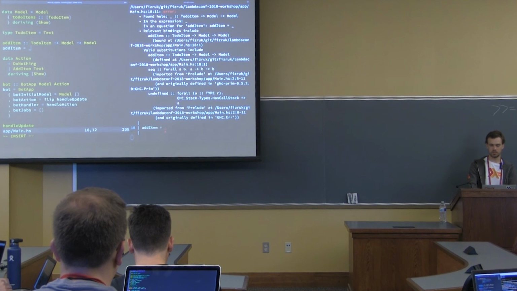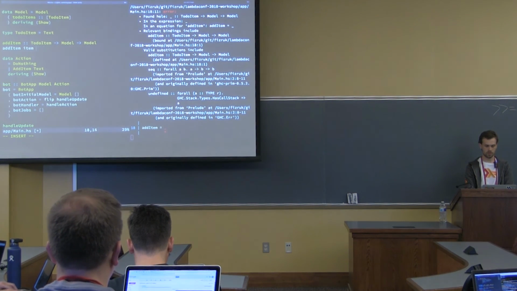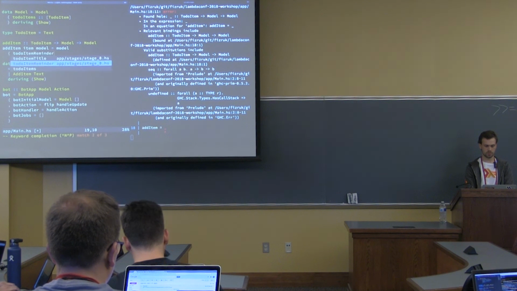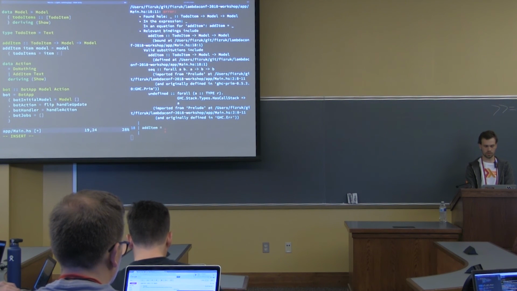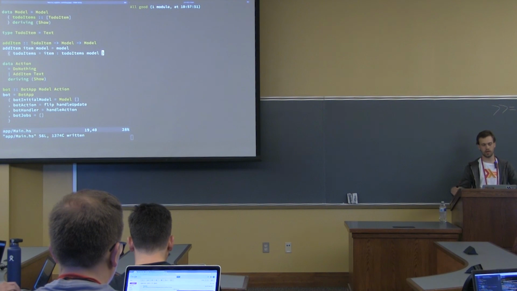So now add item is a very, very simple pure function. It takes an item, and I have a model, and I want to update the to-do items to be the item and the rest of the to-do items, right? So I want just that. I'm using the record syntax so that if I add more fields to the model, the thing still works.